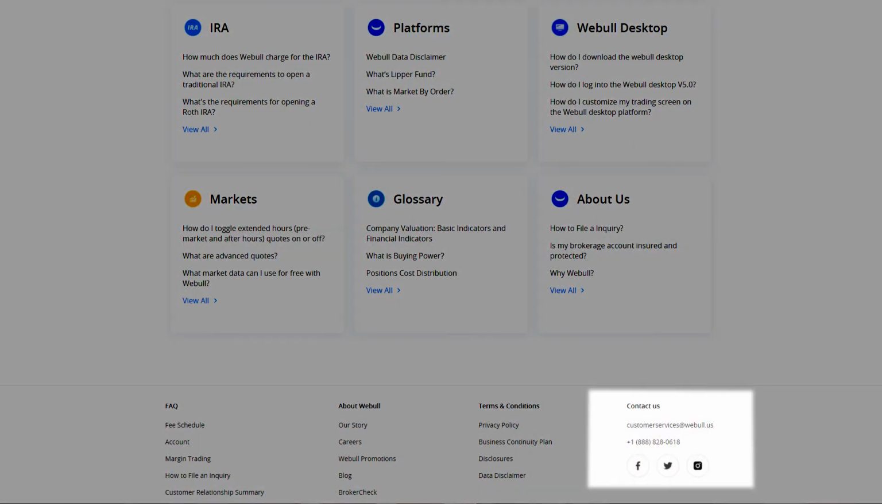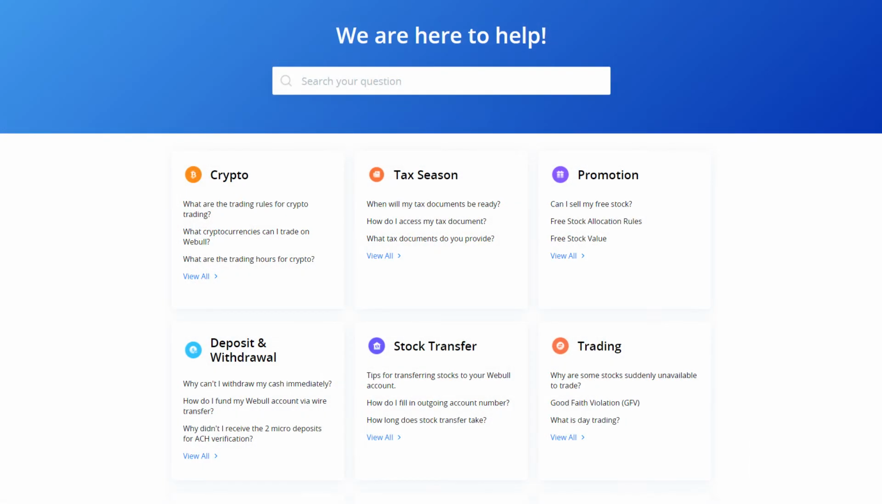For starters, Webull has a 24/7 customer service line to answer all your questions. You can also send an email to them if you aren't in a huge hurry. And they have a help page on their website where you can search for specific problems or browse through topics such as tax season or stock transfer questions.